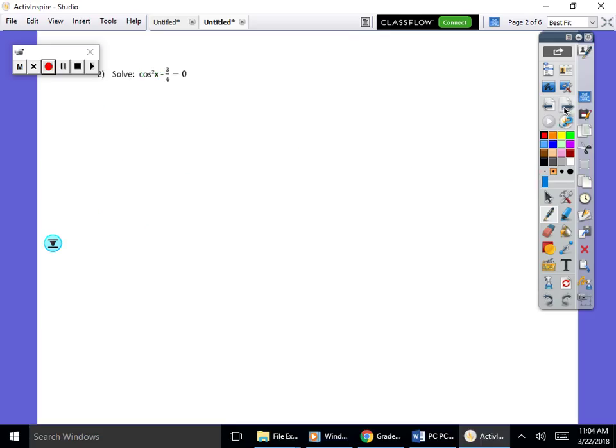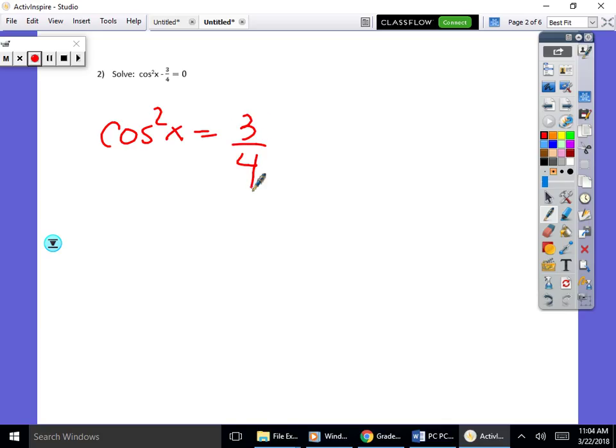They want us to solve, okay? All right. I see a squared and a number. Because it's just a squared and a number, I'm going to do basic algebra, which means variables on one side, numbers on the other. So I have cosine squared x equals 3/4. Why is it now positive 3/4? Because I had to add it to move it to the other side.